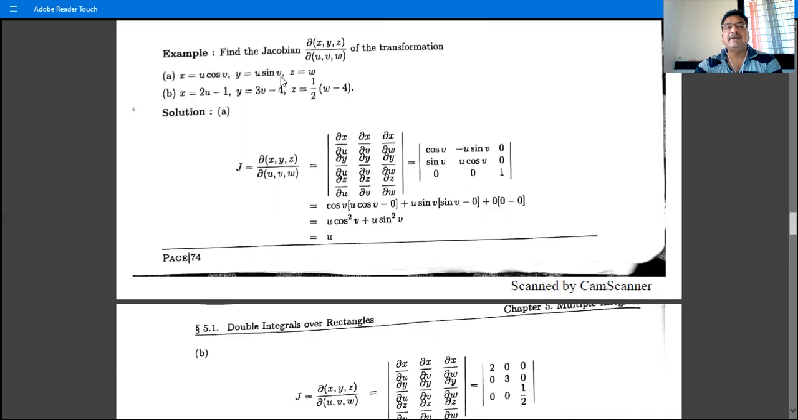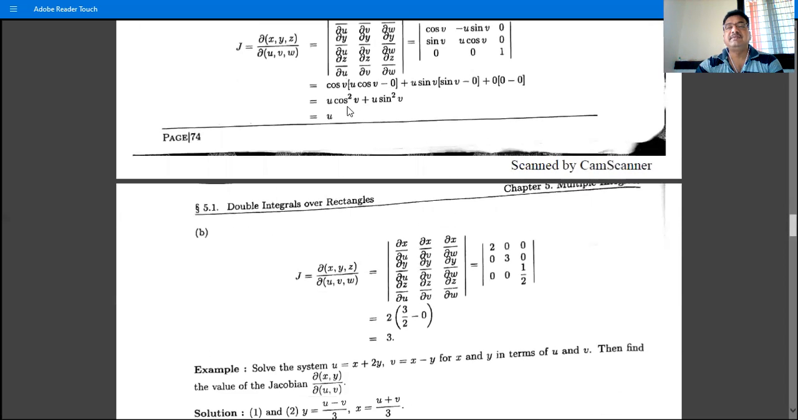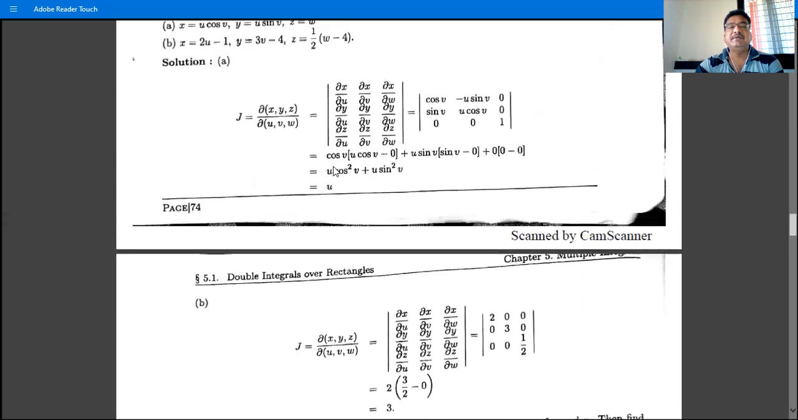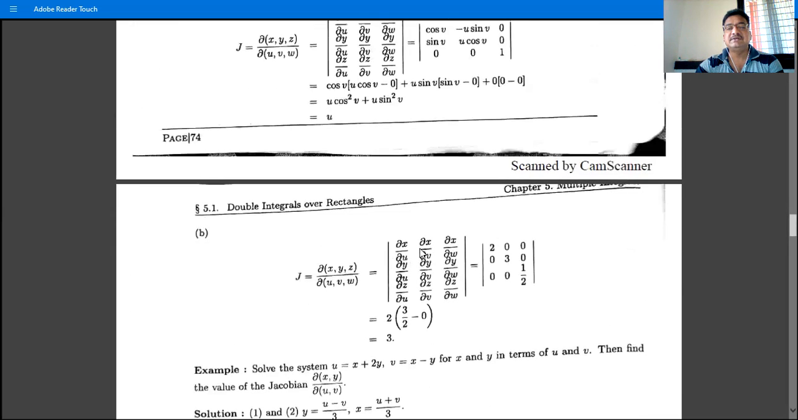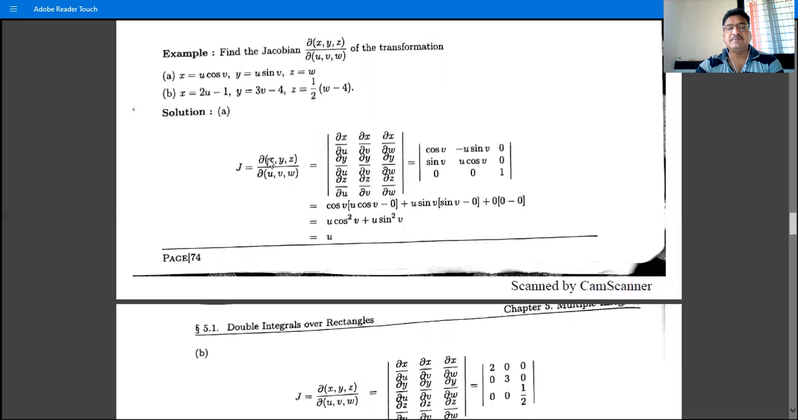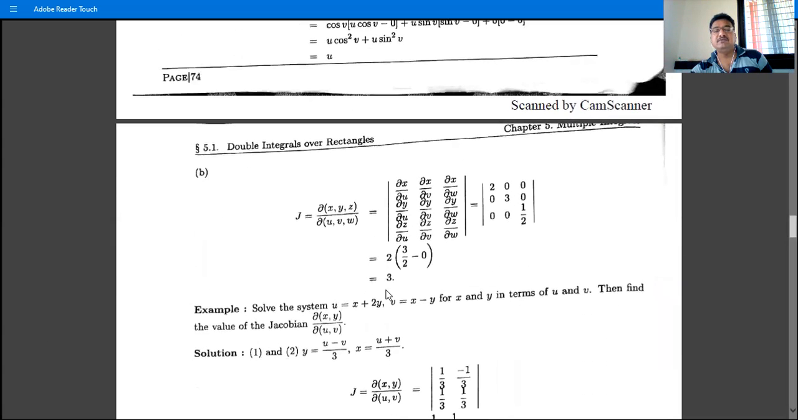Similarly, ∂y/∂u is sin v, ∂y/∂v is u cos v, and ∂y/∂w is 0. Then ∂z/∂u is 0, ∂z/∂v is 0, and ∂z/∂w is 1. Now solving this determinant, we have the answer u. Similarly, for the second example, ∂(x,y,z)/∂(u,v,w) uses the same formula: ∂x/∂u is 2, ∂x/∂v is 0, ∂x/∂w is 0, and so on. Substituting all the values, we have the answer 3.